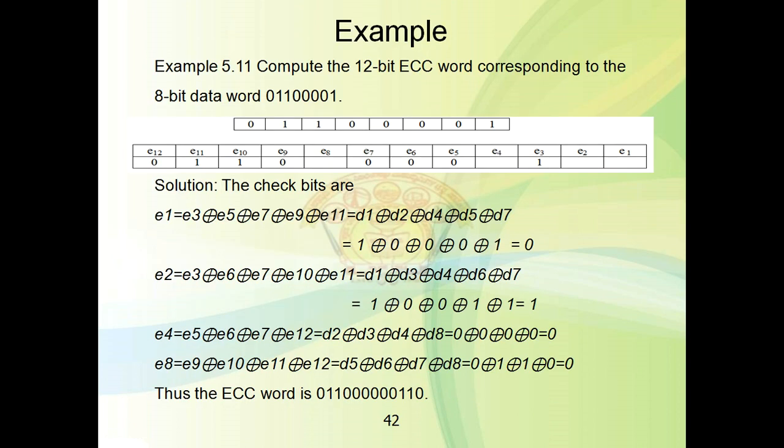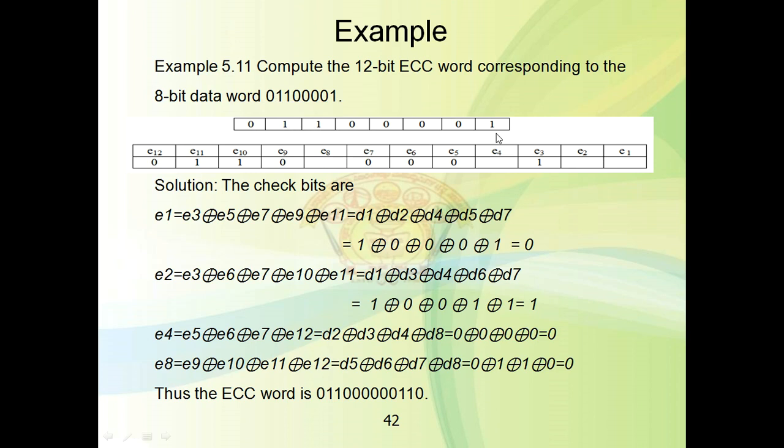Now with the help of one example we can see how to write the ECC word, and then we'll take one more example on how to detect and correct using the ECC word. Let us take the example in your book, example number 5.11: compute the 12-bit ECC word corresponding to the 8-bit data word. The 8-bit data word given here is 0110 0001.